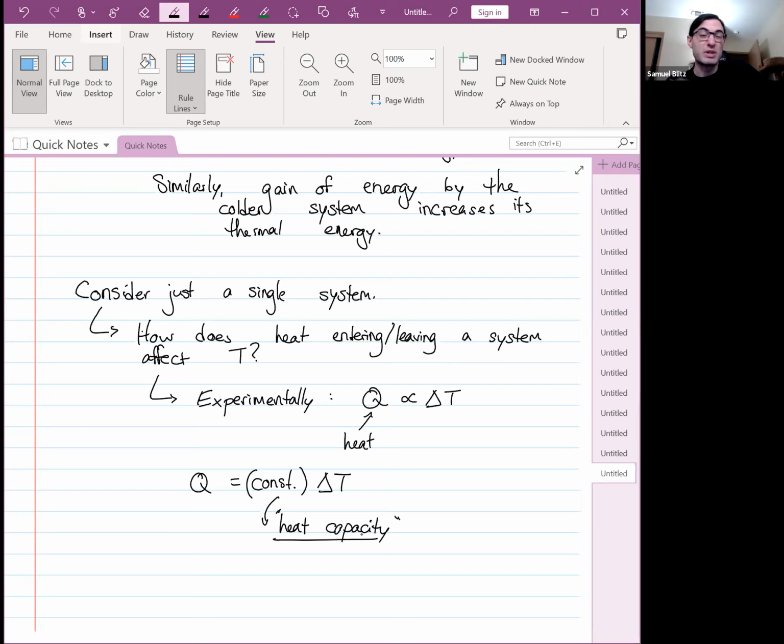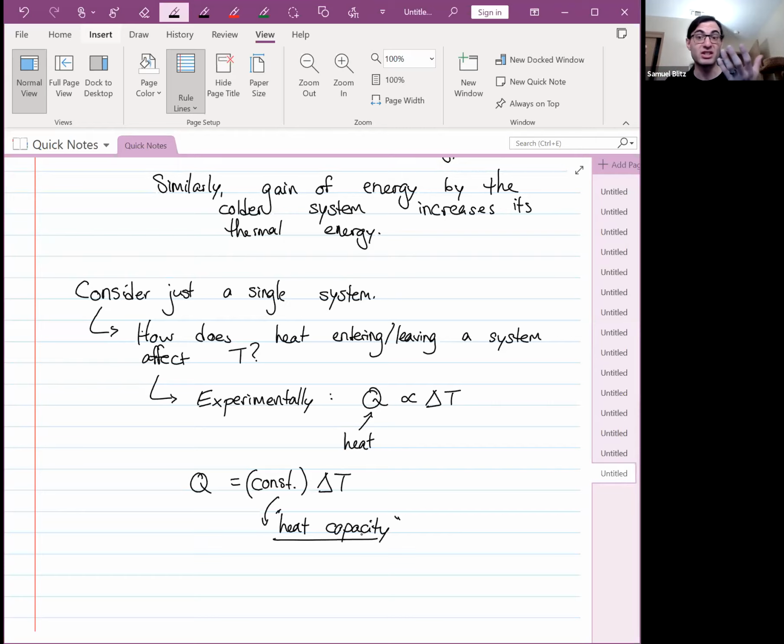Often you'll see the word specific in front of it, like specific heat capacity, or sometimes the word capacity will be dropped and you'll just see specific heat. Sometimes you'll see mass or molar in front of it, so it'd be like molar heat capacity or mass heat capacity or molar specific heat, and so on and so forth. These are all just different variations of the same thing.